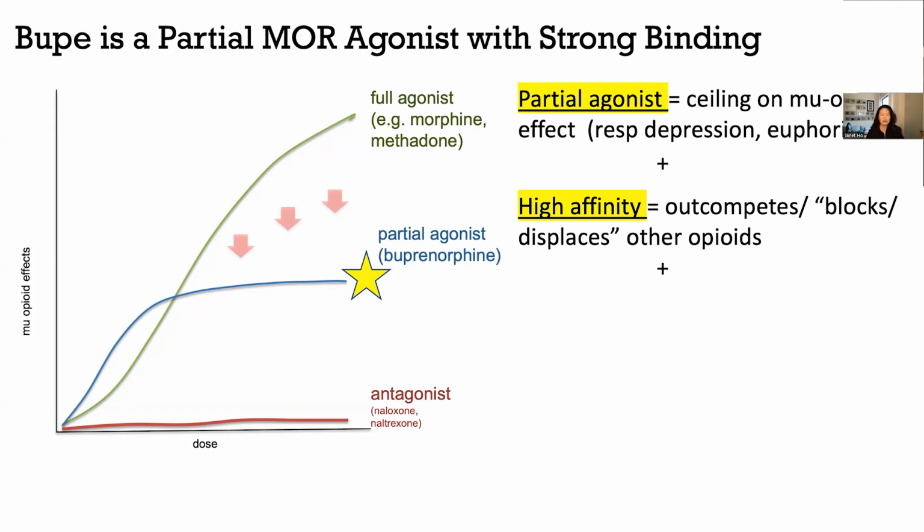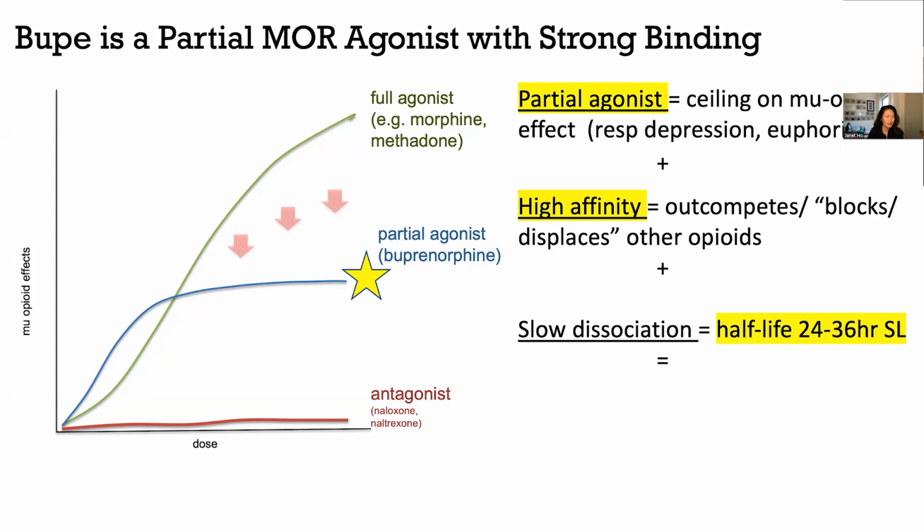So if you had a system where you had both buprenorphine and another full agonist like oxycodone, the buprenorphine will outcompete the oxycodone. It'll sit on the receptors at a greater frequency than the oxycodone will. And if oxycodone is actually in the system, buprenorphine is strong enough that it actually displaces the oxycodone. And so it outcompetes whatever other opioids might be there. And then once it sits there, it stays there for quite a while.